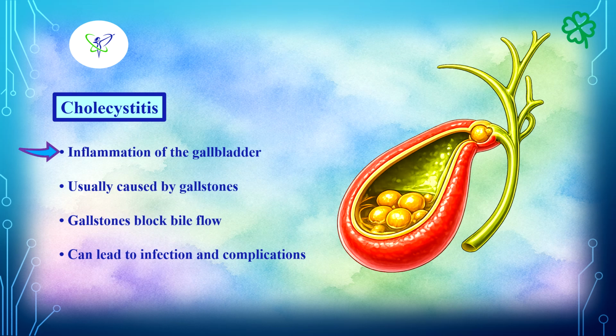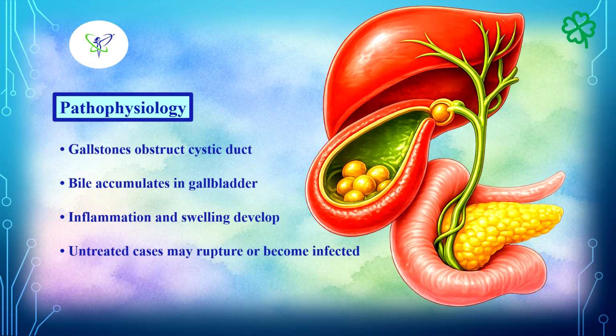Cholecystitis is inflammation of the gallbladder, most often caused by gallstones, which block bile flow. This blockage can cause inflammation, swelling, and sometimes infection, and even rupture. In most cases, it happens because gallstones block the normal flow of bile.